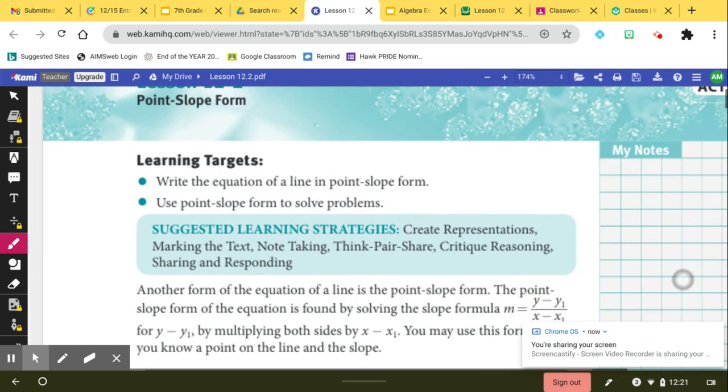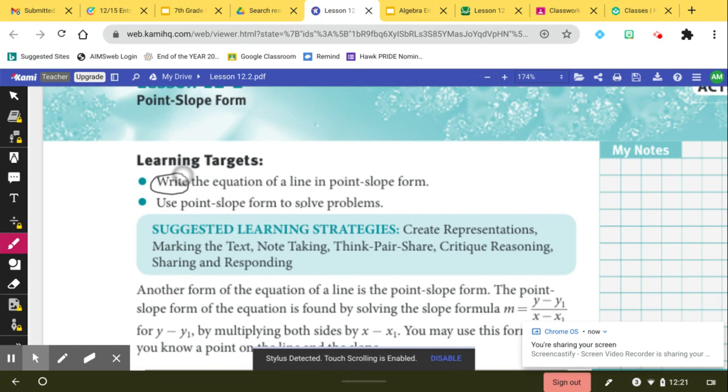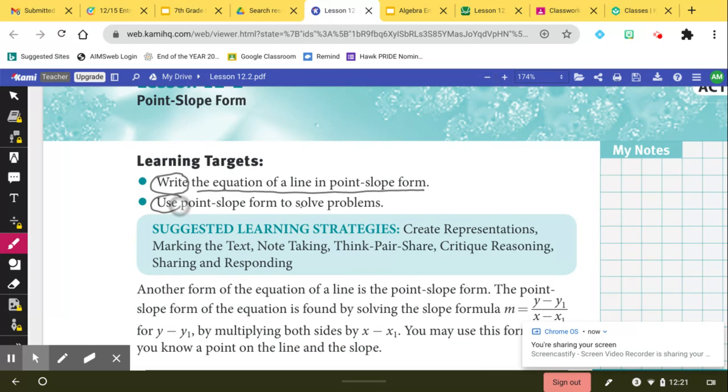We today are going to be able to write the equation of a line in point-slope form, and we are going to be able to use point-slope form to solve problems. So just like the name slope-intercept form gave us what we need for our equation, the slope and the y-intercept, point-slope form gives us what we need for my equation. So I need a point and the slope. And if I have a point and a slope, I can write my equation.